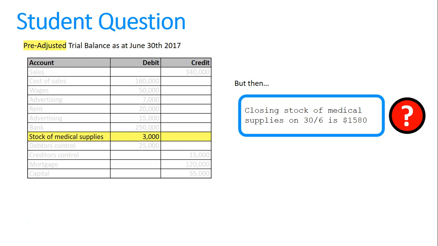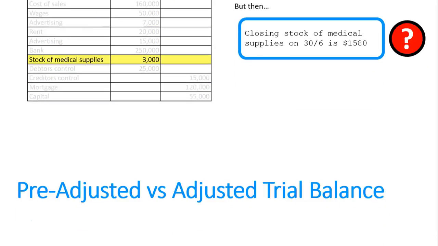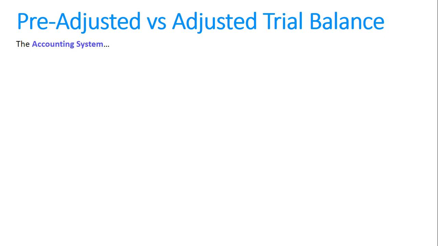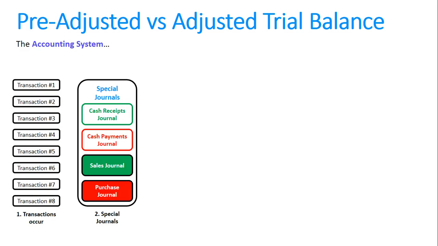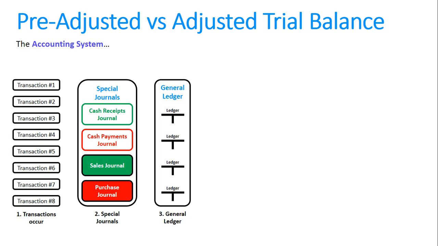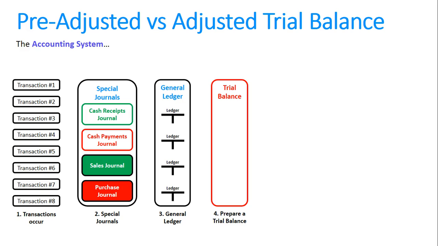Well, it comes down to this concept up here. This is a pre-adjusted trial balance. What does that even mean? Well, we need to understand that so we can actually do the answer to this question. And the reason is we've got to go back to what accounting is and where it all fits in. We've got an accounting system where we have transactions. We then put them in the special journals. We then post those to our general ledger, and then we do a trial balance.